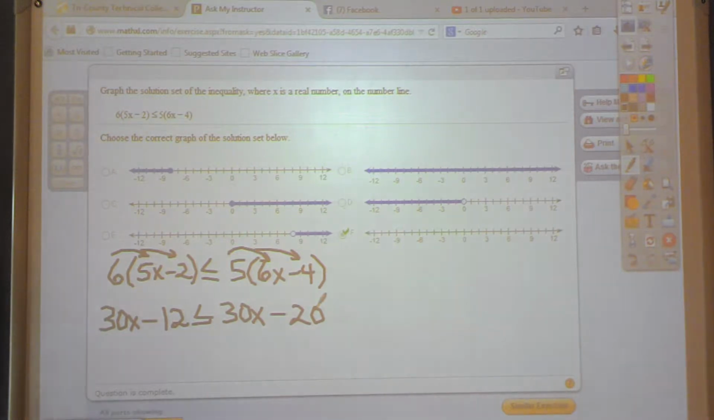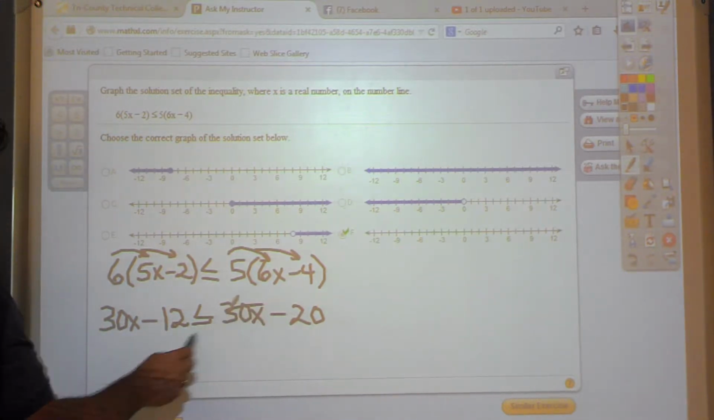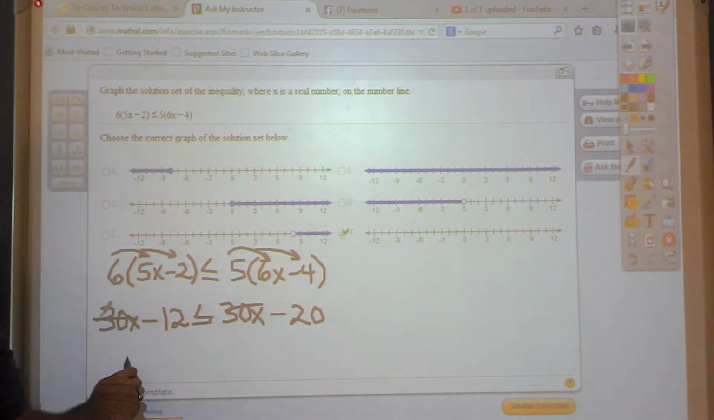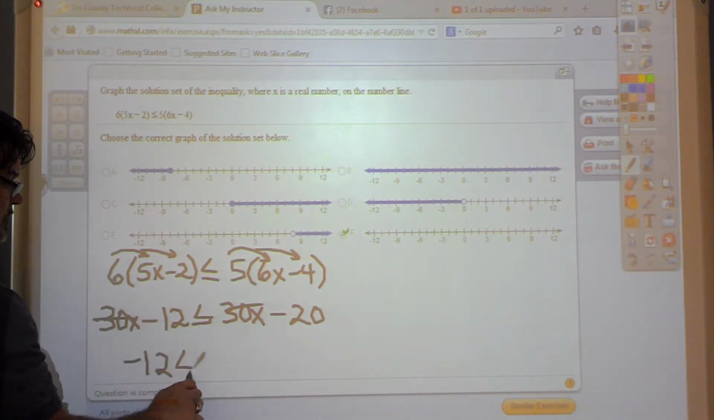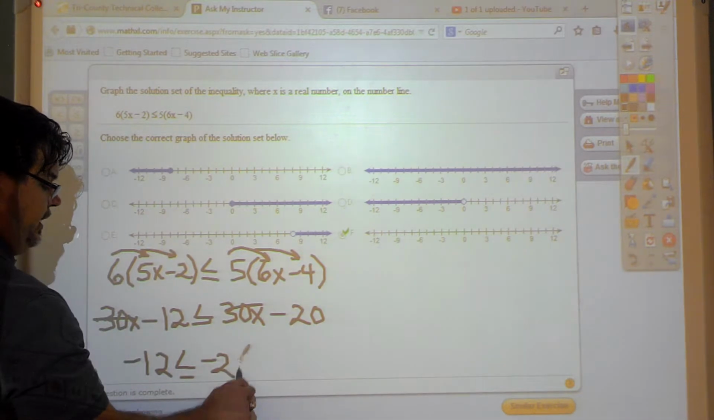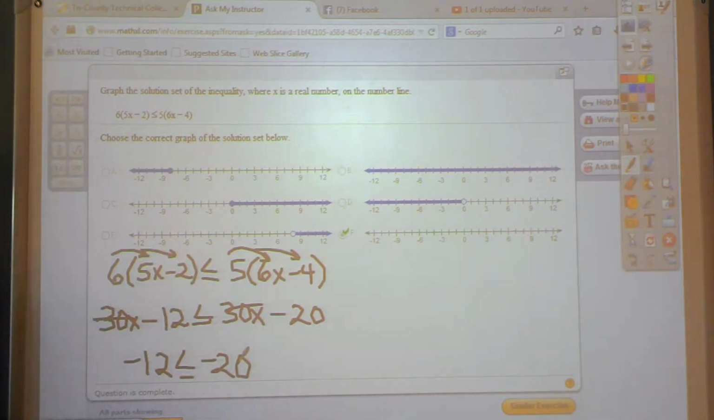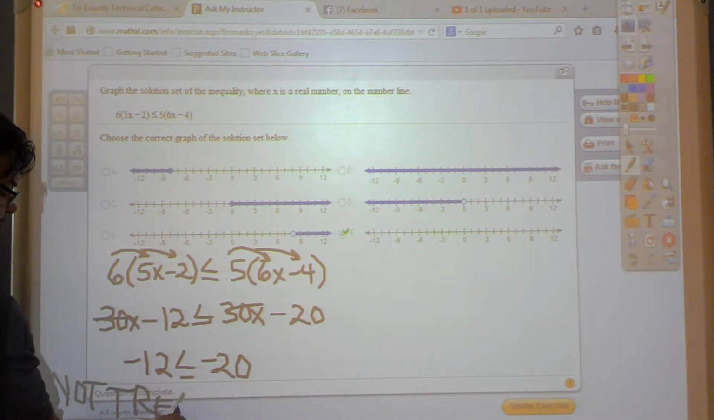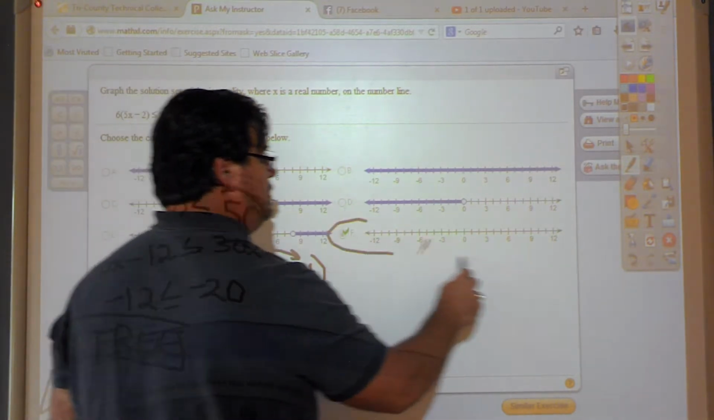And what happens to the 30x's? They cancel out. You get negative 12 is less than or equal to negative 20. And that's not true. So you can't graph it. It's not a doable problem. It does not exist. So your answer is no graph.